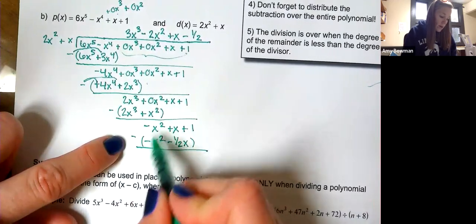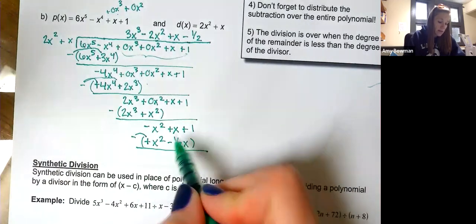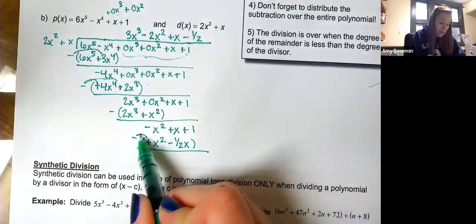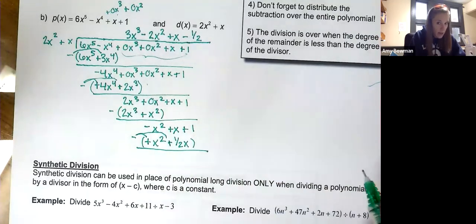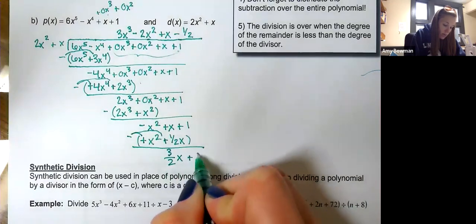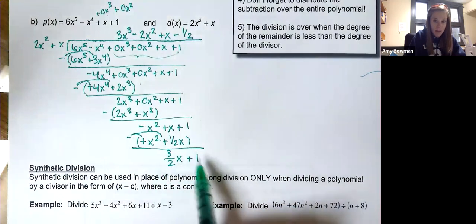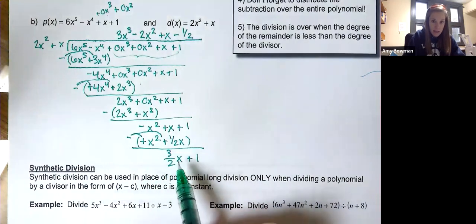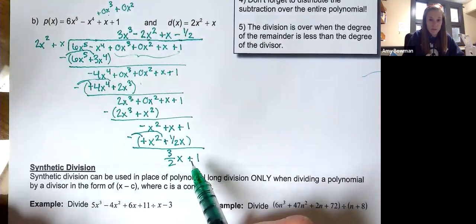So negative x squared minus negative, or plus x squared, that's gone. I have x minus negative 1/2 of x. So really it's x plus 1/2 of x, which ends up being 1.5x, or 3/2 x plus 1. Now the degree of what is remaining from my dividend is less than the degree of my divisor. That means I'm done with the long division.